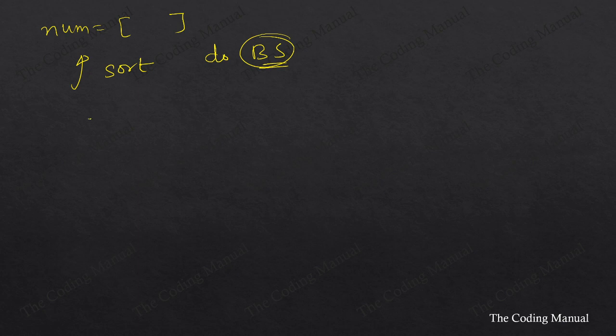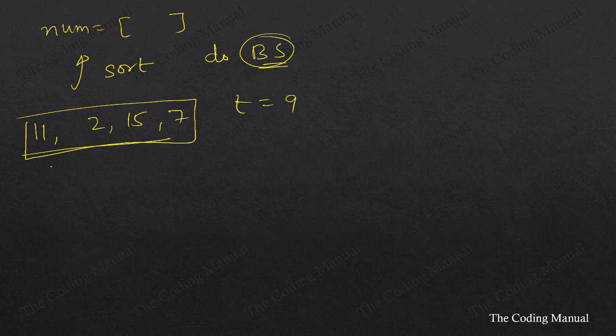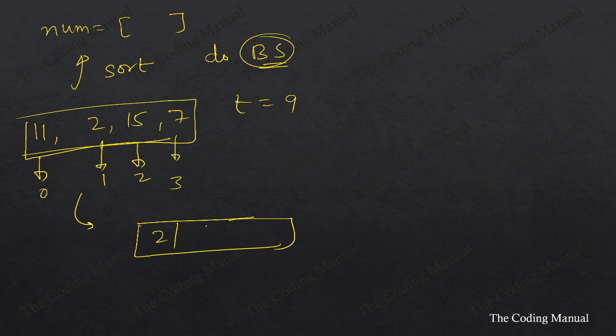So suppose this is the given array, 2, 11, 15 and 7, and the target is 9. When you sort, the indices of this array change. Earlier, the indices were 0, 1, 2, 3, but after sorting, the array becomes 2, 7, 11, 15. The 7 was at index 3 and it became 1, the 2 was at index 0 and it stays at 0, and so on. So we cannot sort and return the indices.